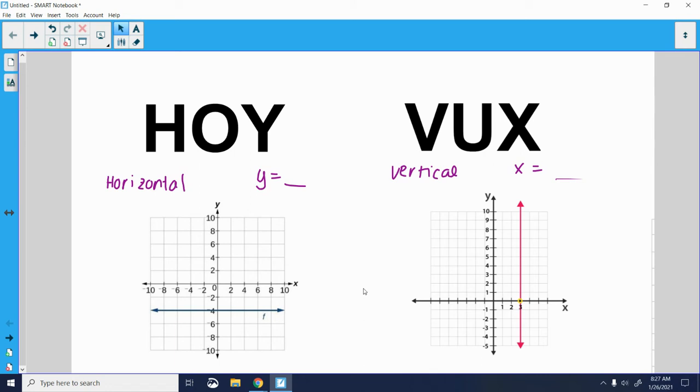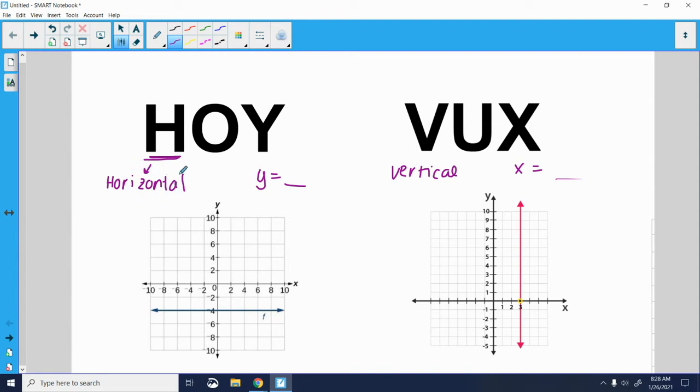All right, so we are getting into a unit on graphing. And to start, we're going to just start with two types of lines, which are horizontal lines and vertical lines. And so I have two acronyms that I use to help me remember the difference between HOI, horizontal lines, and VUX, vertical lines. So the H in HOI stands for horizontal.